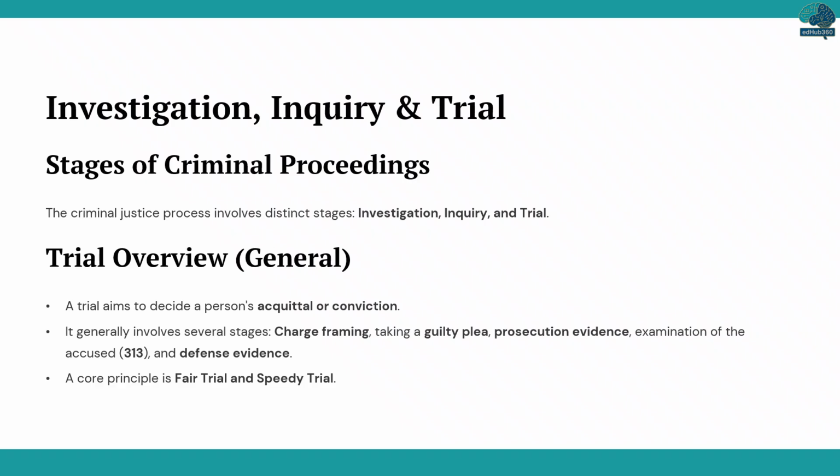The criminal justice process involves these distinct stages. A trial generally aims to decide a person's acquittal or conviction and involves several stages: charge framing, taking a guilty plea, prosecution evidence, examination of the accused, and defense evidence. Core principles here are the right to a fair trial and a speedy trial.